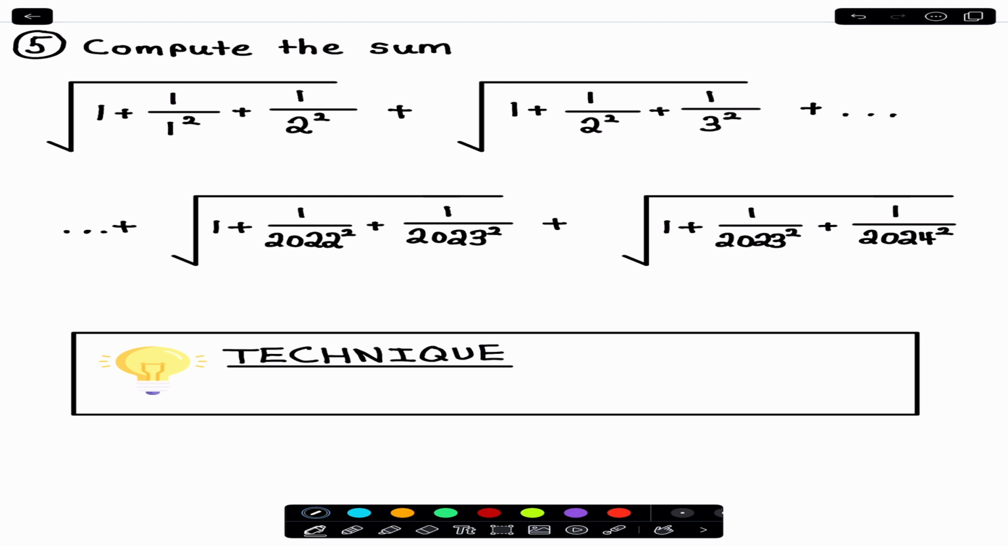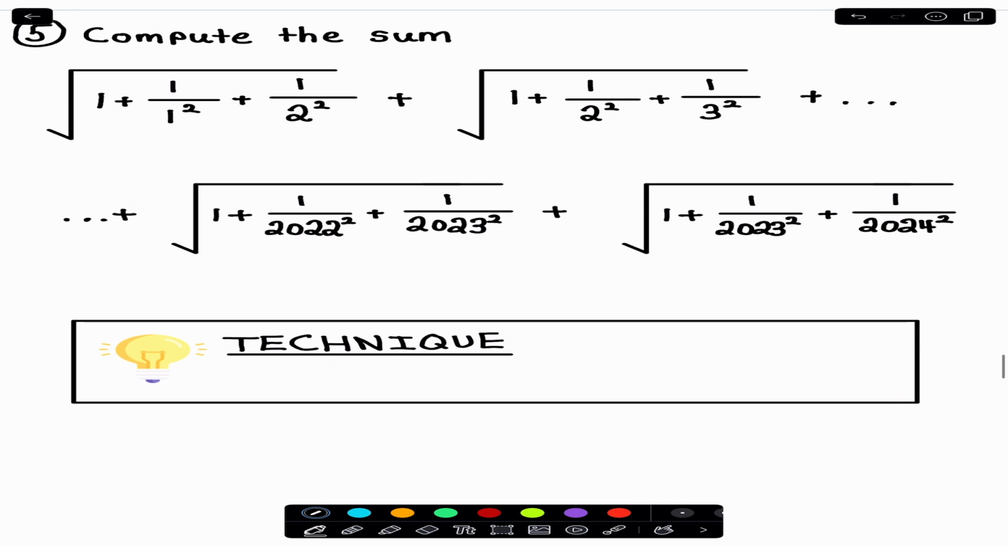Okay, this one is pretty scary as well. Oh my gosh. So we got a bunch of terms that go like 1 plus 1 over something squared plus 1 over another number squared, and then we got square roots involved, so it seems pretty hard.